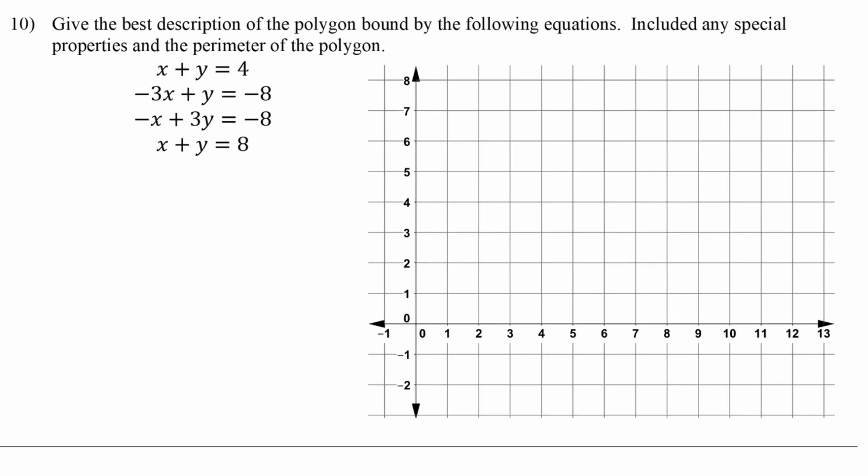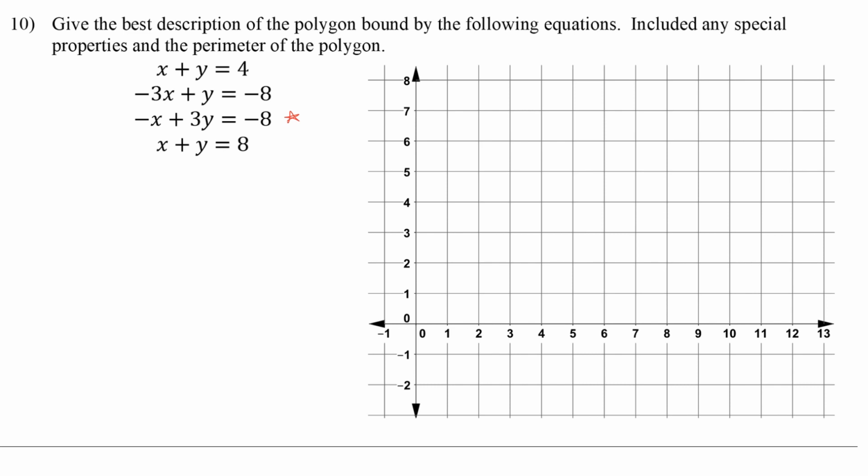Give the best description of the polygon bound by the following equations, including the special properties and the perimeter of the polygon that you find. So as I look at these, I think 3 of them look like they're going to be fairly straightforward to graph, right? The one that I think would take just a bit more concentration is perhaps this third one, but I think I'll use a different color for each one.